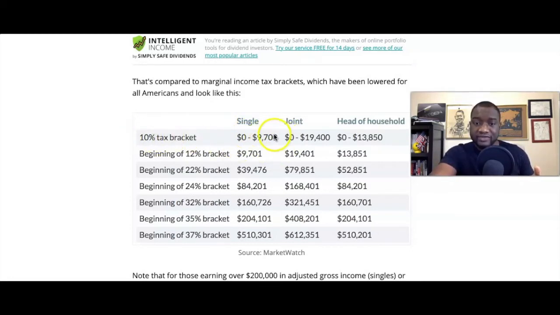But anything above that, if you make, right here, $9,701, you pay tax on the $1, not the $9,700. Okay, so that's pretty much how it works, and you can see the breakdown here. So that is pretty much it.